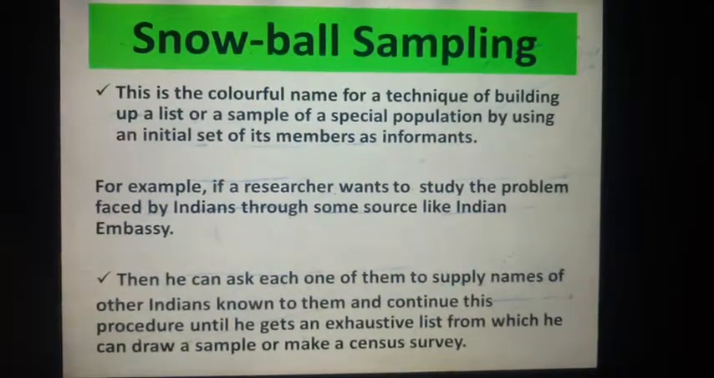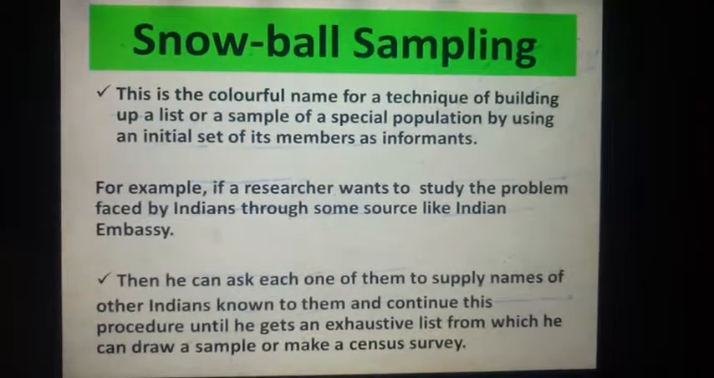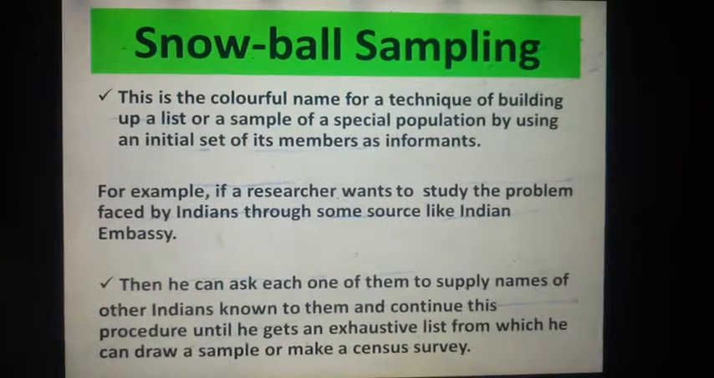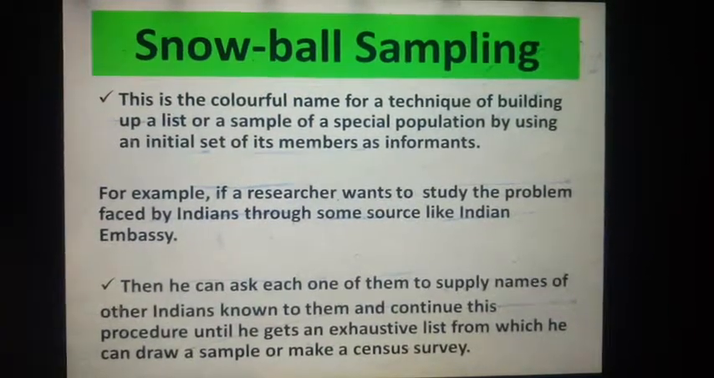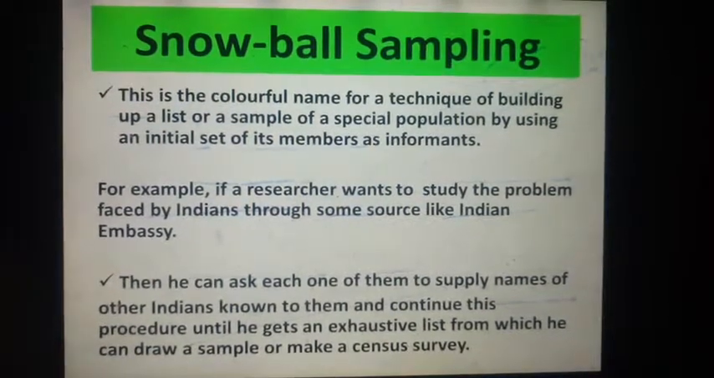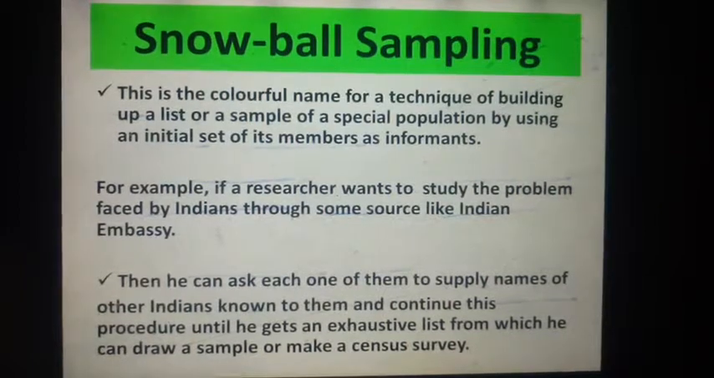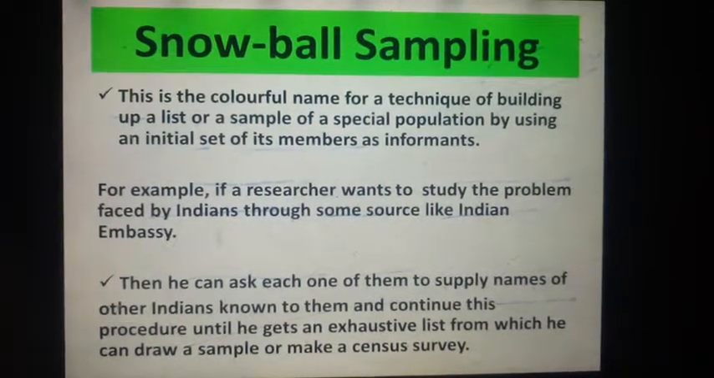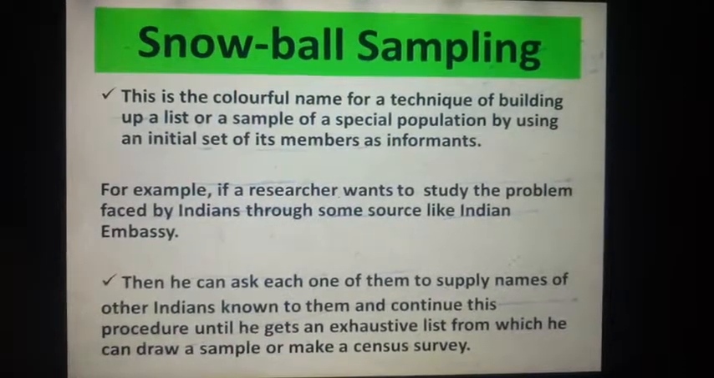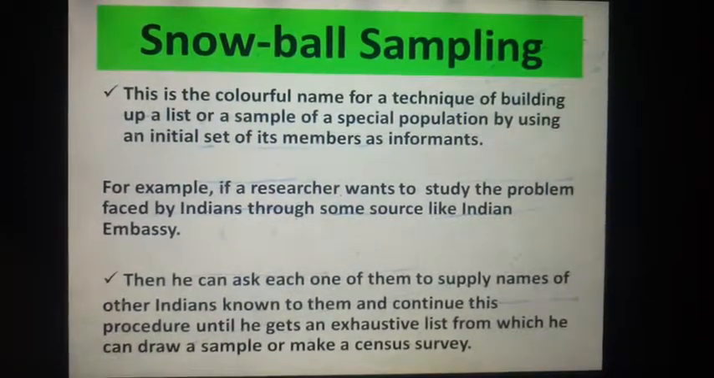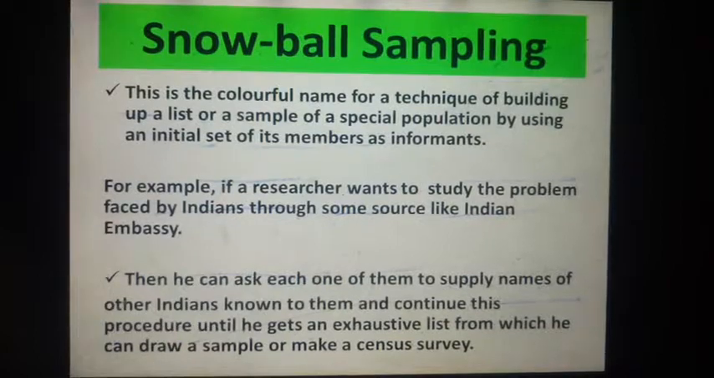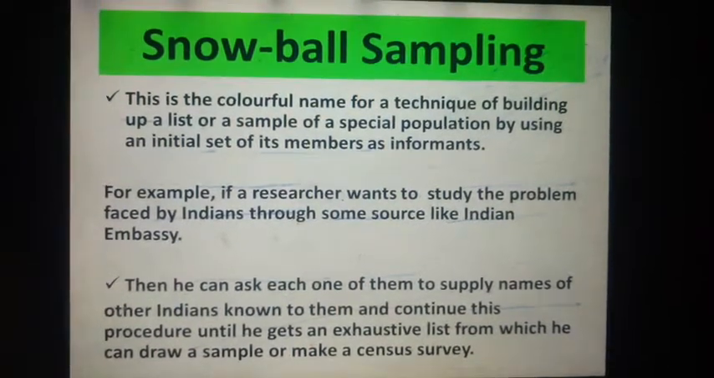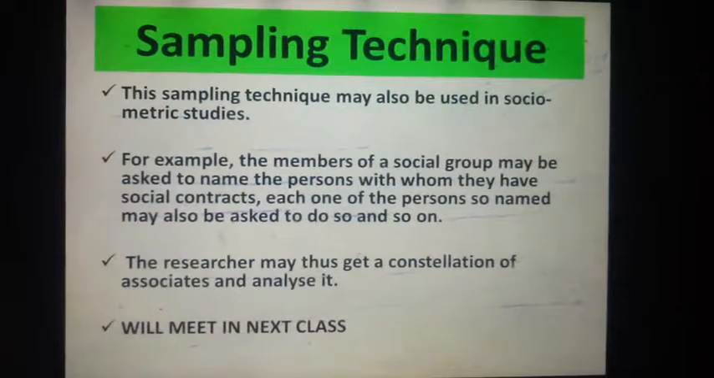This is a colorful name for the technique of building up a list or a sample of a special population by using an initial set of its members as informants. For example, if a researcher wants to study the problems faced by Indians abroad, through some source like the Indian Embassy, he contacts some Indians, then asks each one of them to supply names of other Indians known to them, and continues this procedure until he gets an exhaustive list from which he can draw a sample or make a census survey. You can jot down the key points.